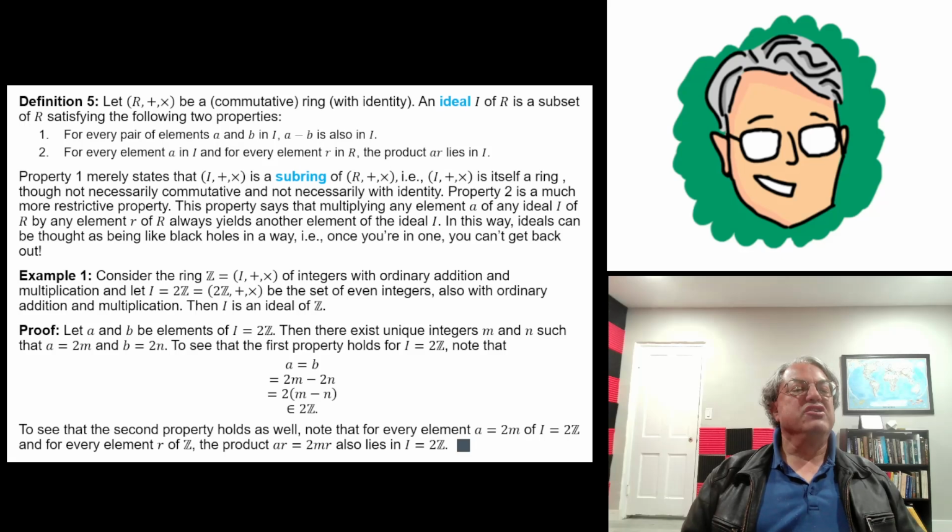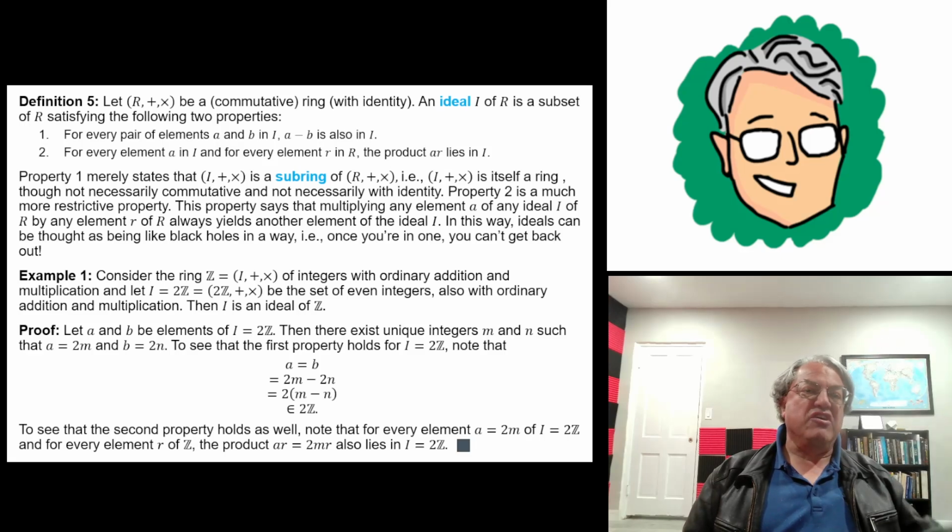The first property says that for every two elements A and B in I, the quantity A minus B is also in I. That turns out to be just a fancy way of saying that I is a subring of R. And I doesn't have to have the identity. It does have to be commutative with respect to multiplication, but it doesn't have to have the multiplicative identity. As a matter of fact, most of the time it doesn't. But it is a ring, just not a ring with identity. It is a commutative ring.